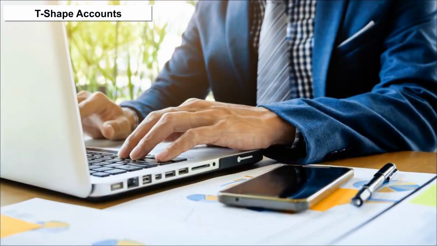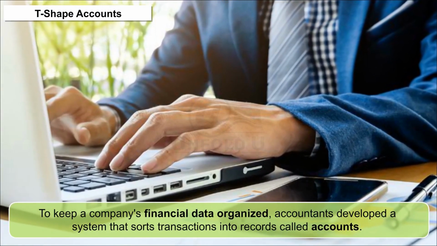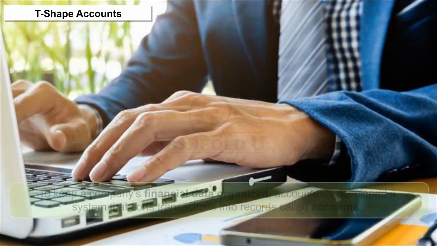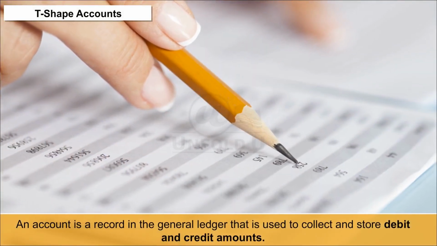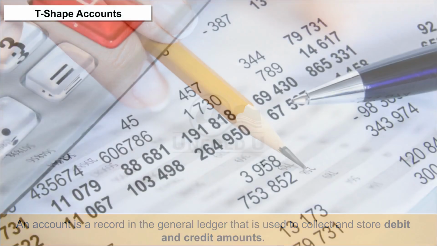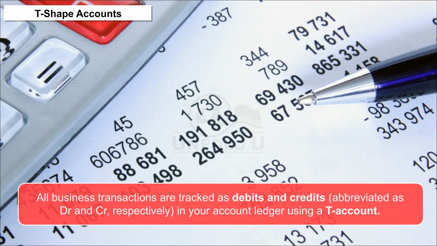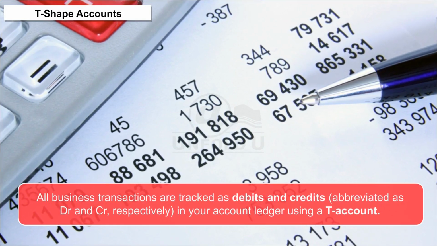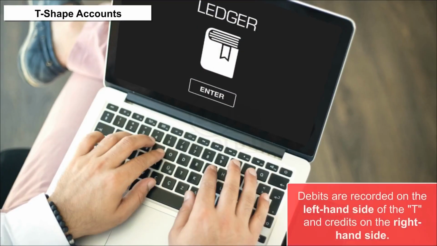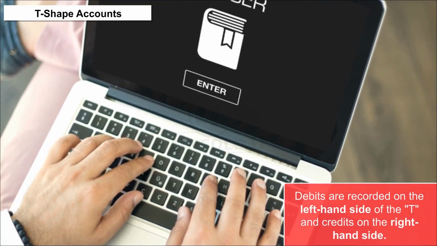T-shaped accounts. To keep a company's financial data organized, accountants developed a system that sorts transactions into records called accounts. An account is a record in the general ledger that is used to collect and store debit and credit amounts. All business transactions are tracked as debits and credits, abbreviated as DR and CR respectively. In your account ledger, use a T account, where debits are recorded on the left-hand side of the T and credits on the right-hand side.